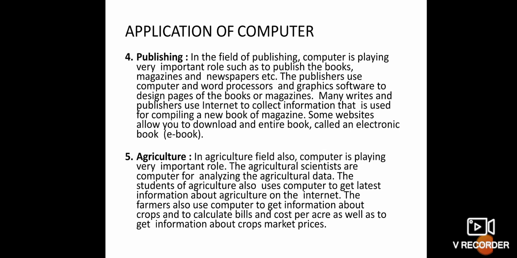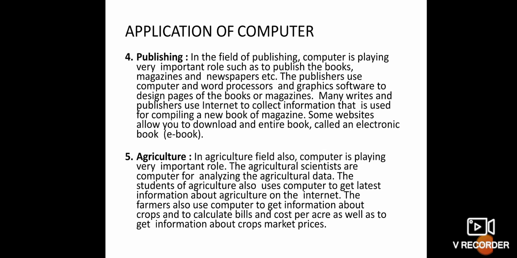For publishing, mainly for the writers, it is a boon. In order to publish books, magazines and newspapers, the publishers use software like word processors and graphic software for designing the pages of the books or magazines. Many writers and publishers use the internet to collect information that is used for compiling a new book or magazine. Some websites even allow you to download an entire book, and you can even publish a book, which is called an e-book.